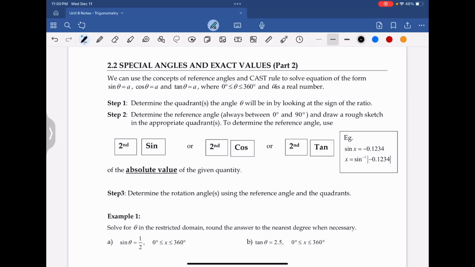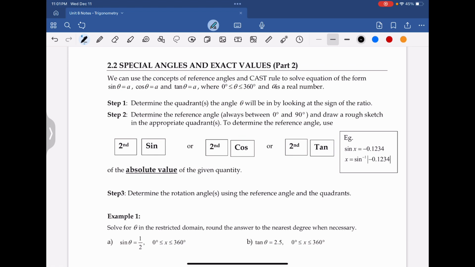All right, so now we move on to special angles and exact values part 2, aka lesson 2.2 part 2. In this lesson, we're going to take all of what we learned in last lesson, which is this idea that there's exact values, which can be representative of some sort of x and y value on this unit circle that we've created of radius 1.